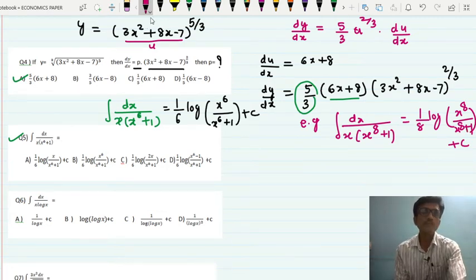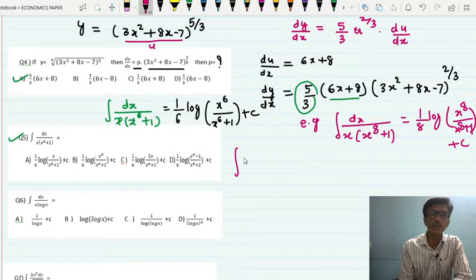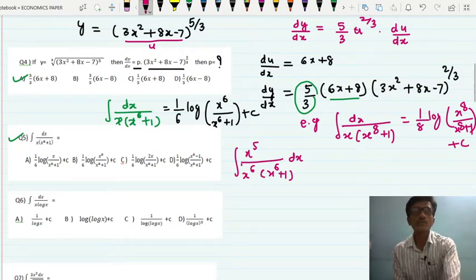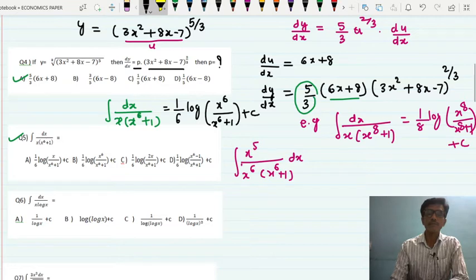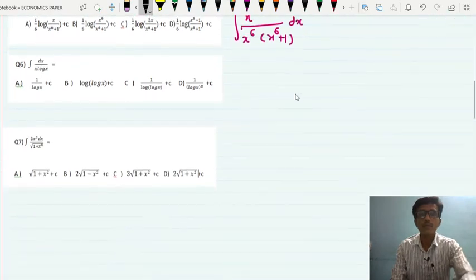So how does it come? If we multiply numerator and denominator by x raised to power 5, the denominator is x into x raised to power 6, so multiplying by x raised to power 5 in the numerator, the denominator becomes x raised to power 6 into x raised to power 6 plus 1. Now substitute x raised to power 6 as t.